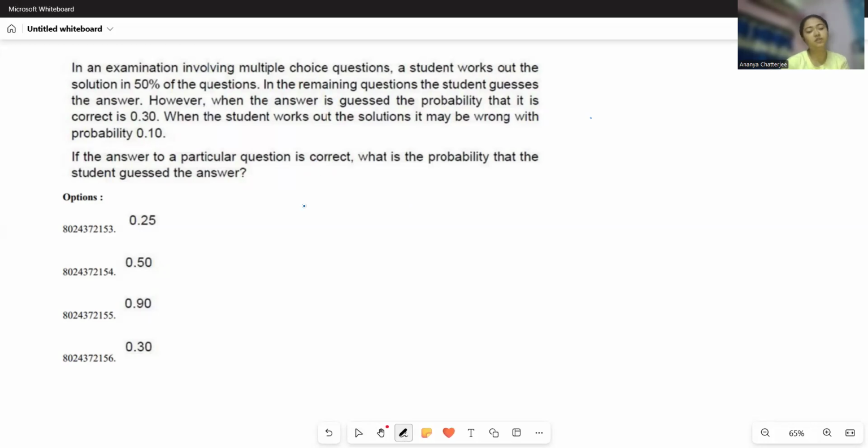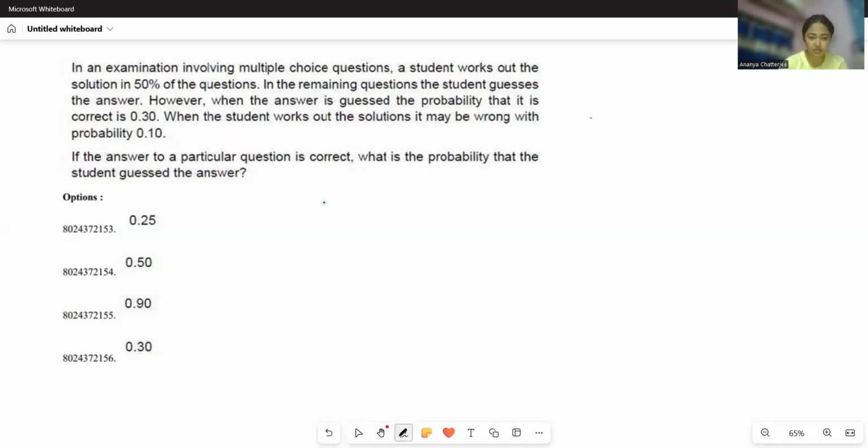So today we are going to solve a statistical question. The question is given in an examination involving multiple choice questions. A student works out the solution in 50% of the questions. In the remaining questions, the student guesses the answer. However, when the answer is guessed, the probability that it is correct is 0.3. When the student works out the solution, it may be wrong with probability 0.1. So, if the answer to a particular question is correct, what is the probability that the student guessed the answer?